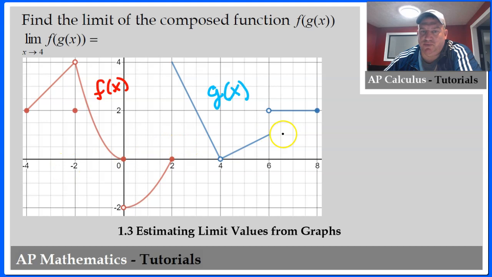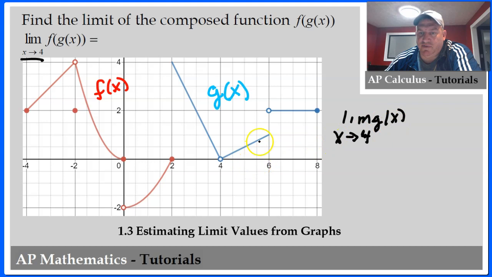The first thing we're going to do is look at the limit of our g of x function by itself. That's the inside function as x approaches the number 4. Notice we're approaching 4 from both the left and the right hand side, since this is a general limit statement as x approaches 4. So look at our g function here in blue. As we approach 4 from the left and the right hand sides, it looks like the function g is approaching 0 on both sides.